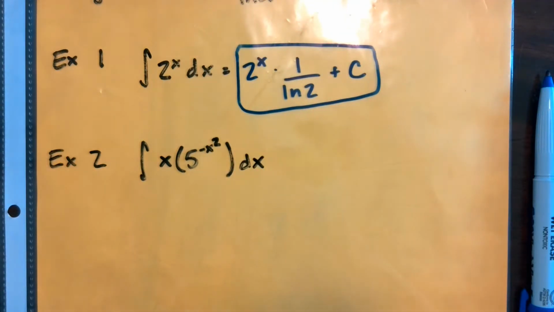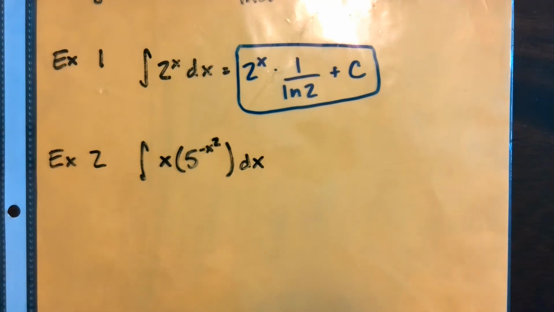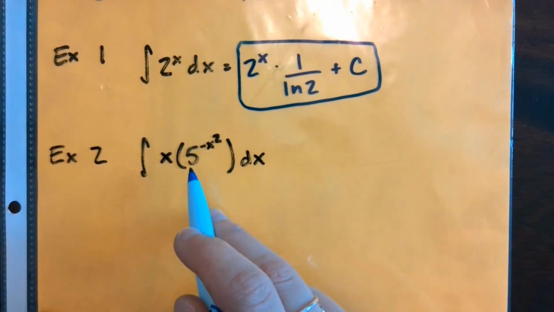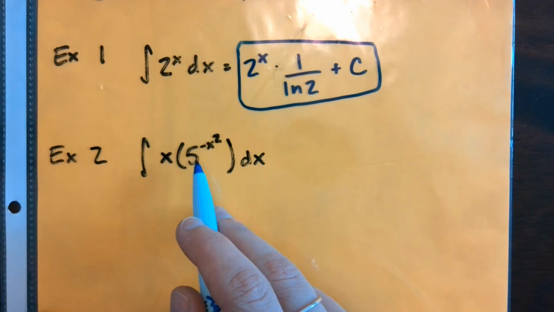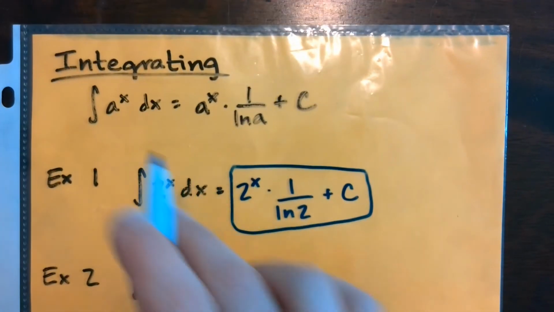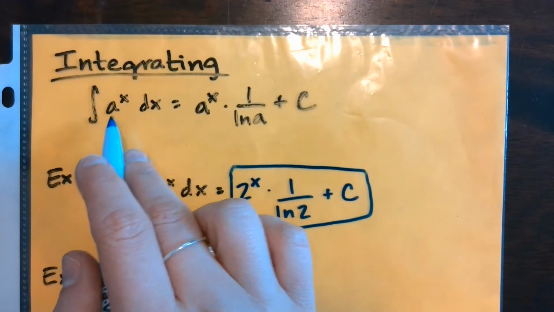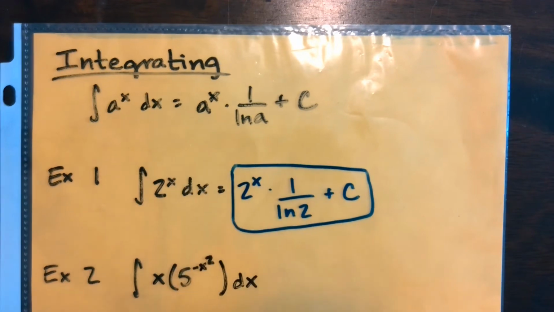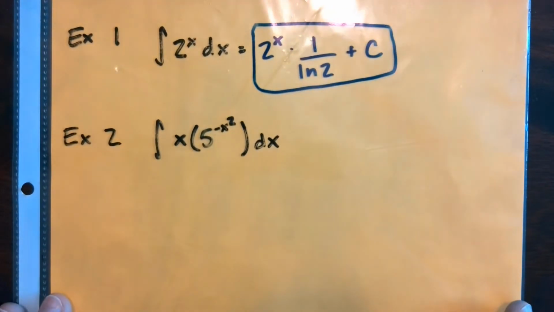If we have something a little more complicated, now we're looking to use substitution. Because this does have an exponential in it, I'm still looking for this to happen. So I'm looking to have that exponential to where I can use this integral. We're just not quite there yet.